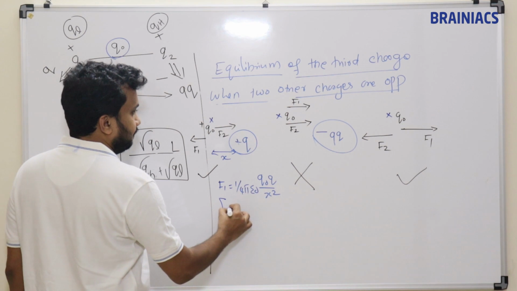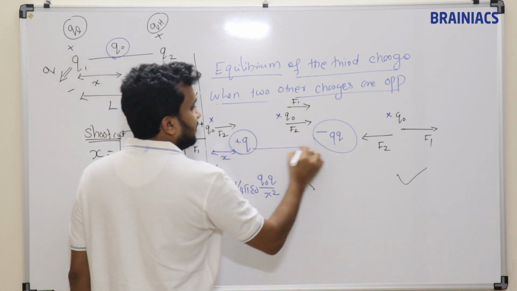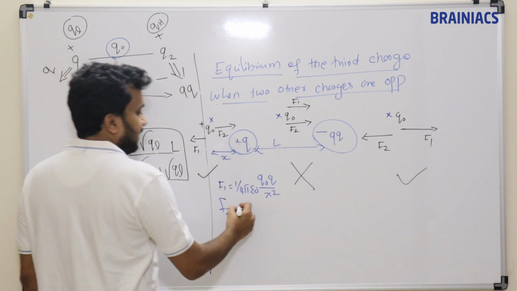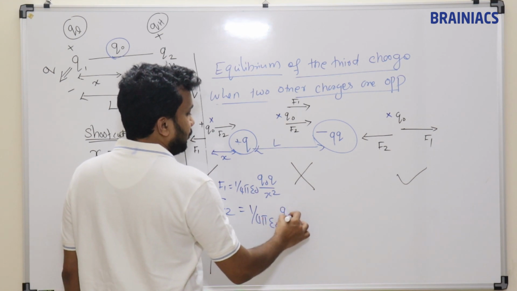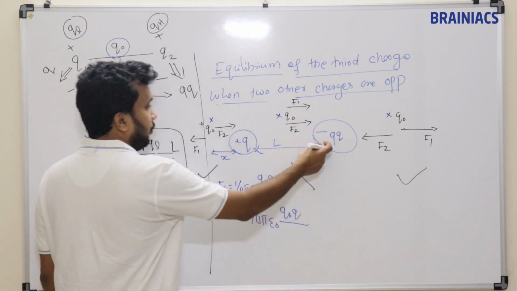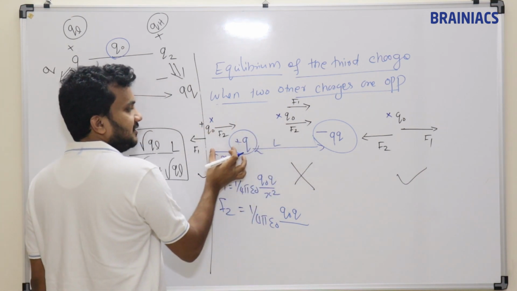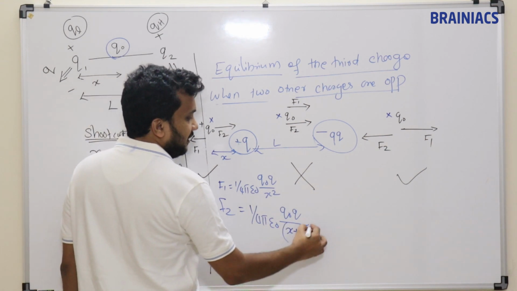And what is F2? F2 is a distance from here to Q0. This distance I am assuming as L. If I am assuming this as L, what will the formula be? 1 by 4 pi epsilon 0 Q0 Q divided by the total distance to this charge. Already this distance is L and this distance is X. So what is the total distance? X plus L the whole square.